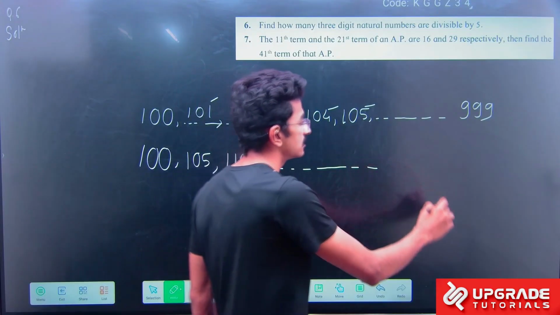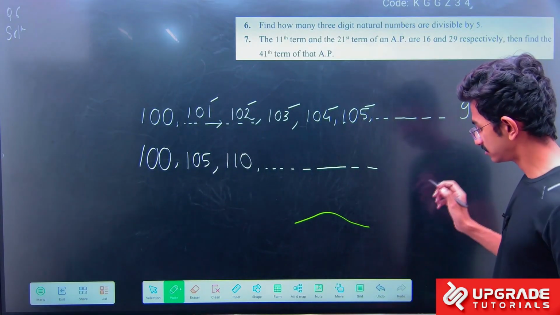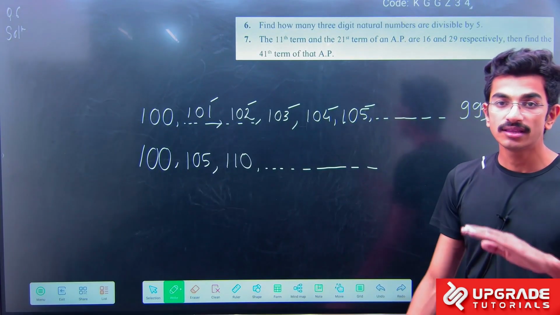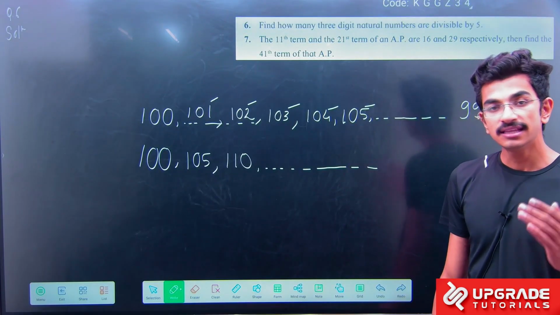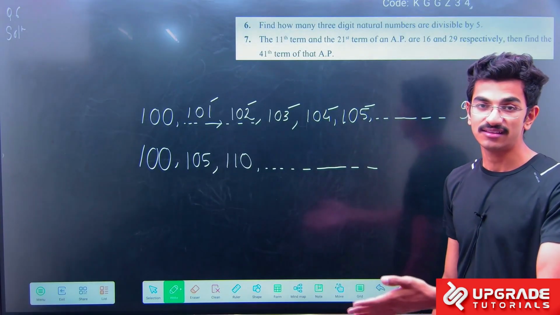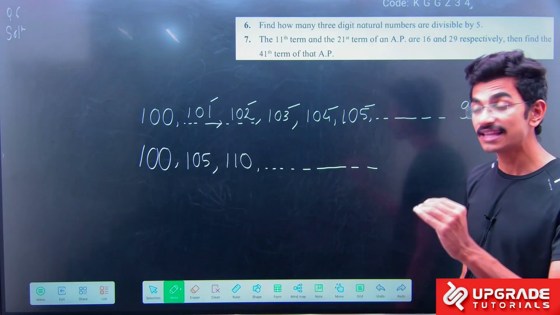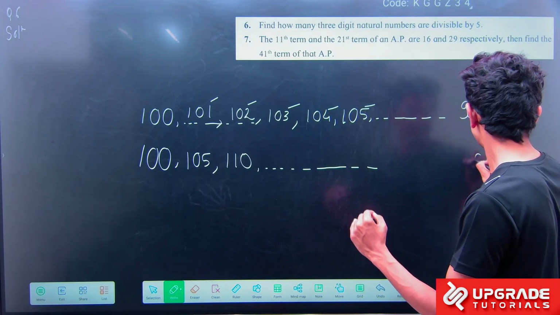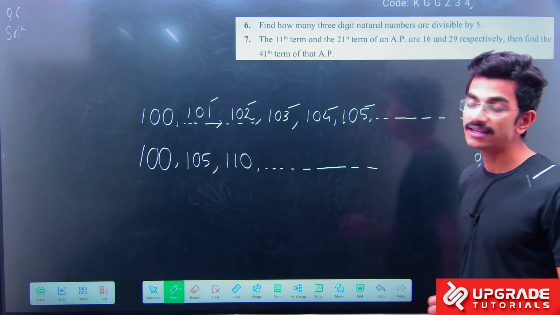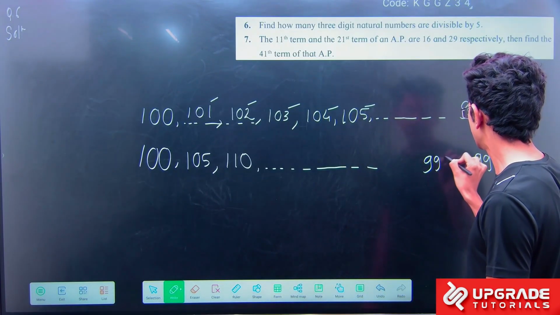Similarly, this series continues. Now we'll see from the back side. Oh, what happened? Okay. 999. The number before 999 is 998. Before that is 997. Before that is 996. And before that is 995. Yes, the number ending with 5. Before that, it will be correct, 990.